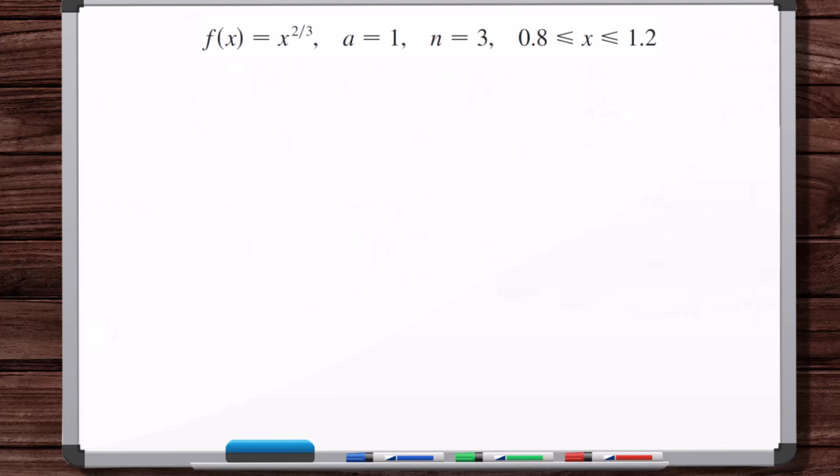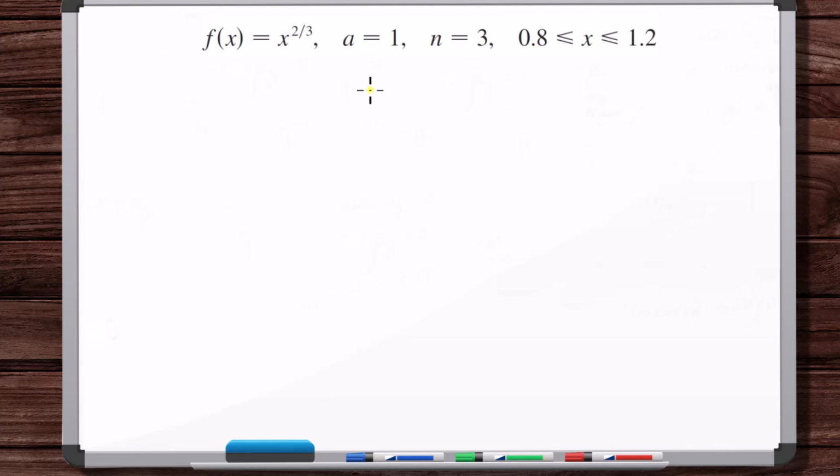Okay, this is the third Taylor polynomial example problem. Just like the previous two, we're given this function here, x to the 2/3. We're going to start by finding its nth degree Taylor polynomial, but now instead of n equal to 2 as in the first two problems, we have n equal to 3. So we want to find the third degree Taylor polynomial of this function centered at 1.